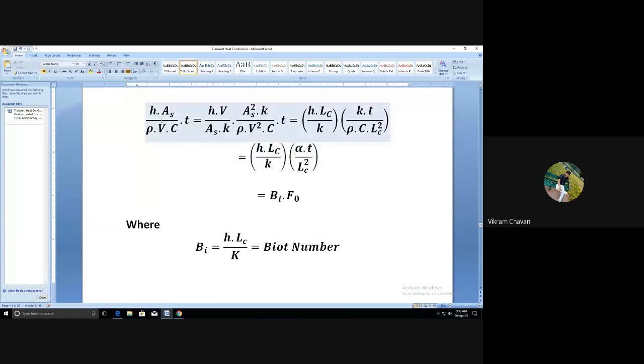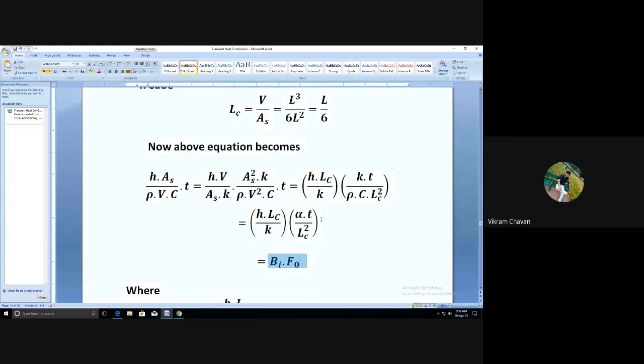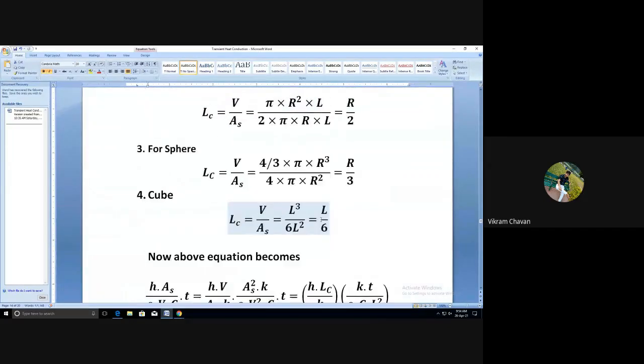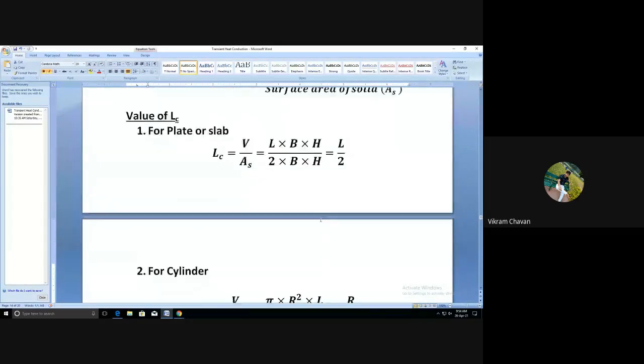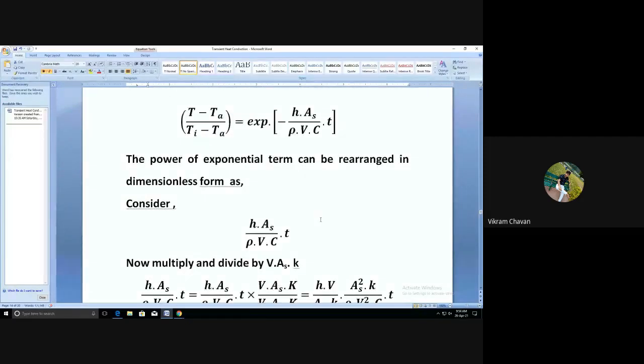So instead of h multiplied by A suffix S divided by rho VC multiplied by t, we can write Bi multiplied by Fo, that is, Biot number multiplied by Fourier number, in the exponential equation. Are you getting this, everyone? Is there any question, any doubt?